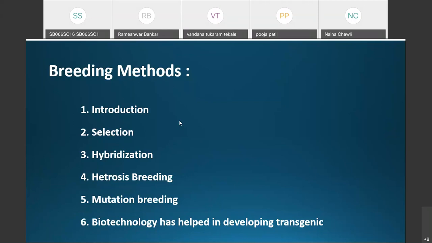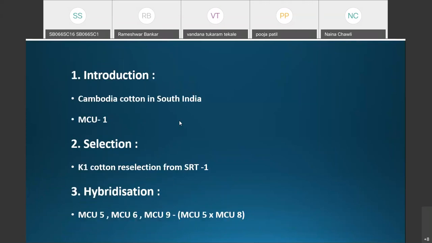These are the breeding methods which are used to improve the cotton plant and to release new superior varieties. Number one, introduction. Number two, selection. Number three, hybridization. Number four, heterosis breeding. Number five, mutation breeding. And number six is biotechnology, or we can say genetic engineering. These are the different methods used for the improvement of the cotton plant. Then the first method is introduction.